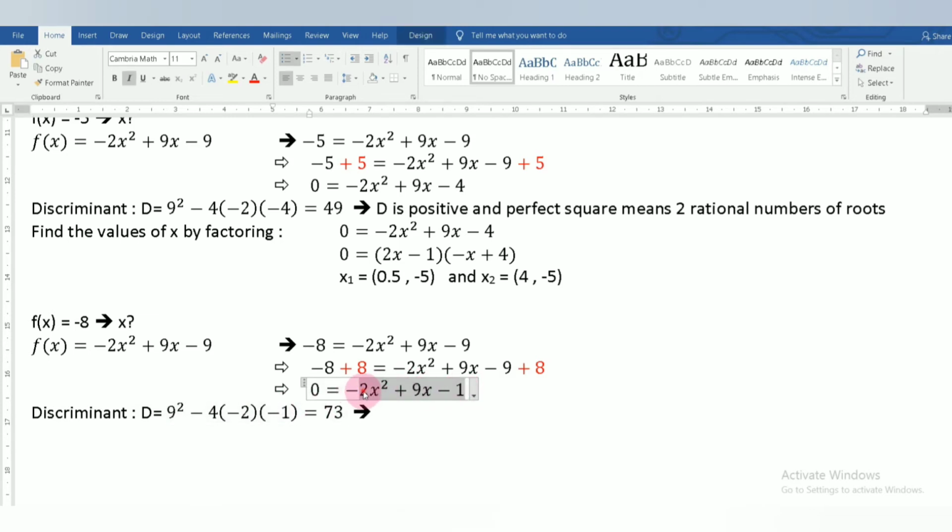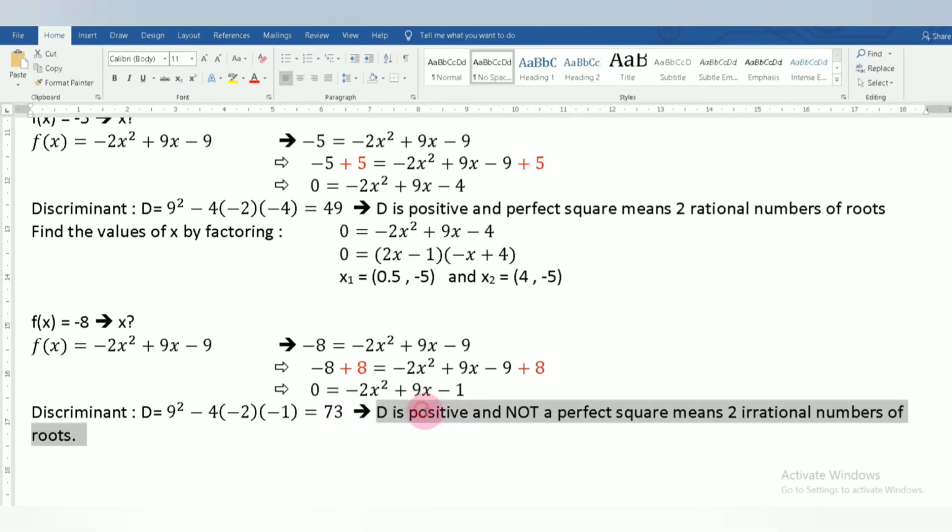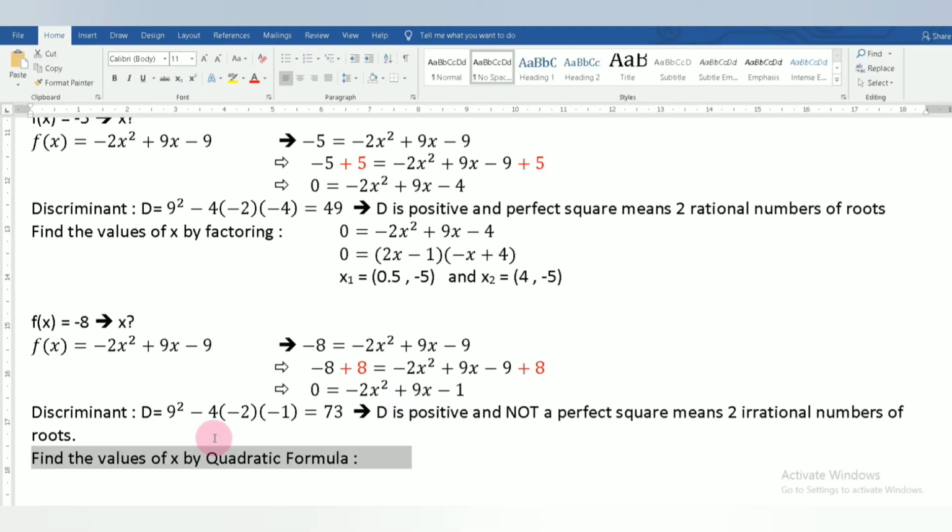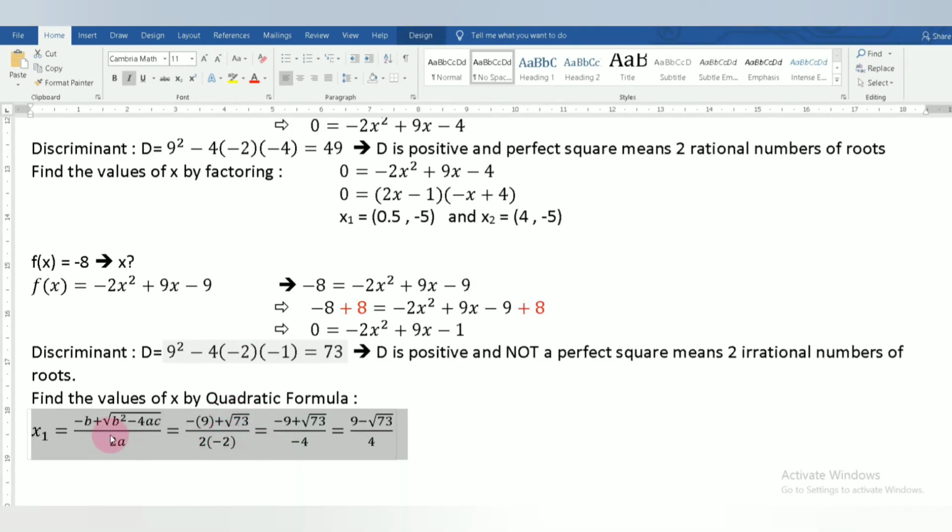So a is -2, b is 9, and c is -1. The value of the discriminant is 73. It is positive, but it is not a perfect square. Since it is not a perfect square, we are looking for two irrational roots of x, and it means we cannot use factoring. We have to use the quadratic formula. So let's use the quadratic formula to find the roots. You can memorize the formula here. Don't forget that the a, b, c that we are using are from the last statement, from this one.